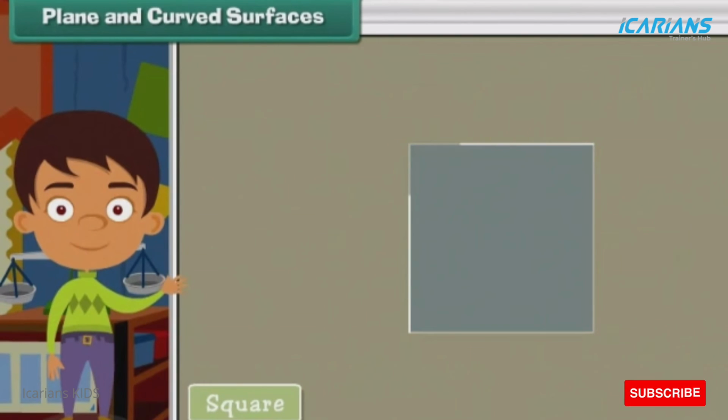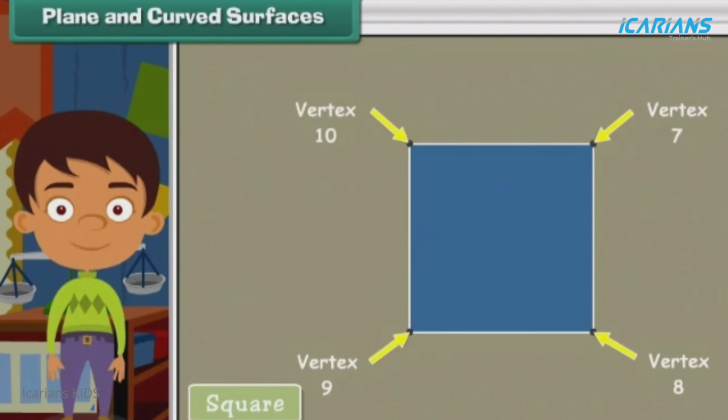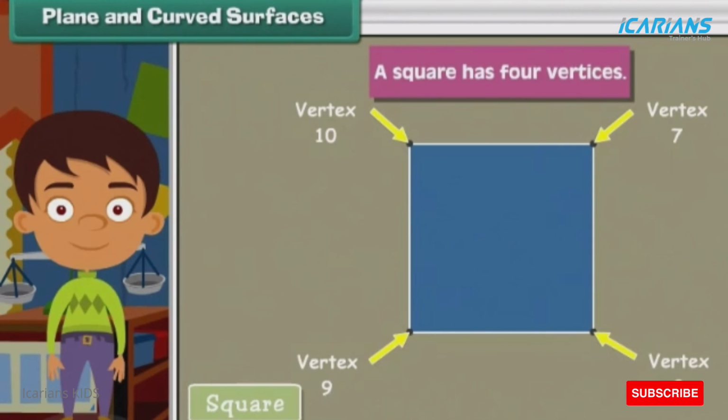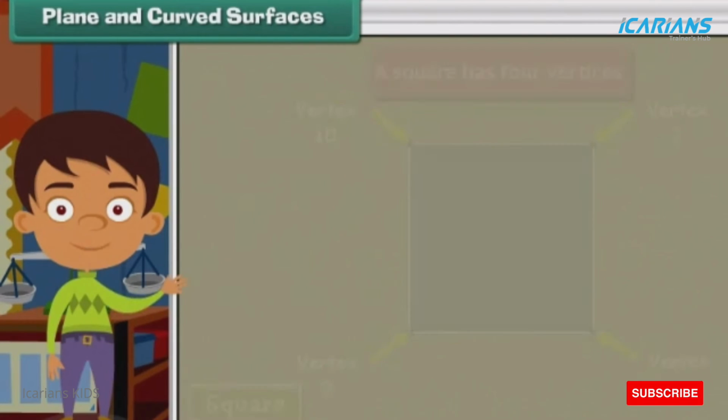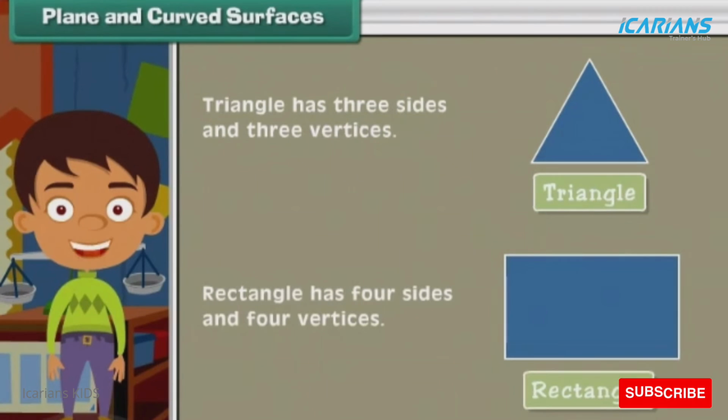The point at which 2 sides meet is called a vertex. Arrows 6, 7, 8, 9 indicate the vertices of a square. So here we see a square has 4 vertices. Similarly, a triangle has 3 sides and 3 vertices. A rectangle has 4 sides and 4 vertices.